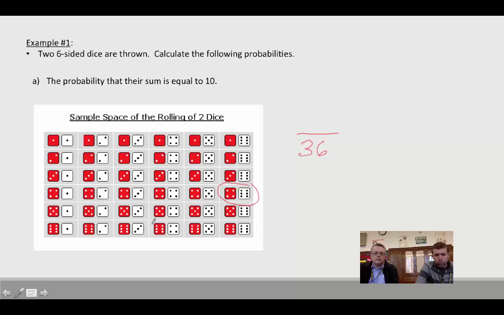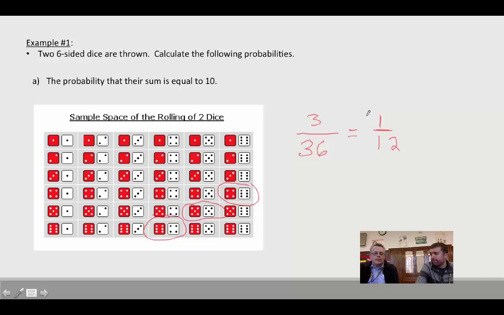Where's the other 6 and 4? There it is. Those two. Then 5 and 5. So right here, those three, a nice little diagonal. So 3 out of 36, which we can reduce to 1 out of 12. So 1/12 of the possibilities end up adding to a 10. If we do this in the long run, 1/12 of the time, we'd expect to roll a 10.